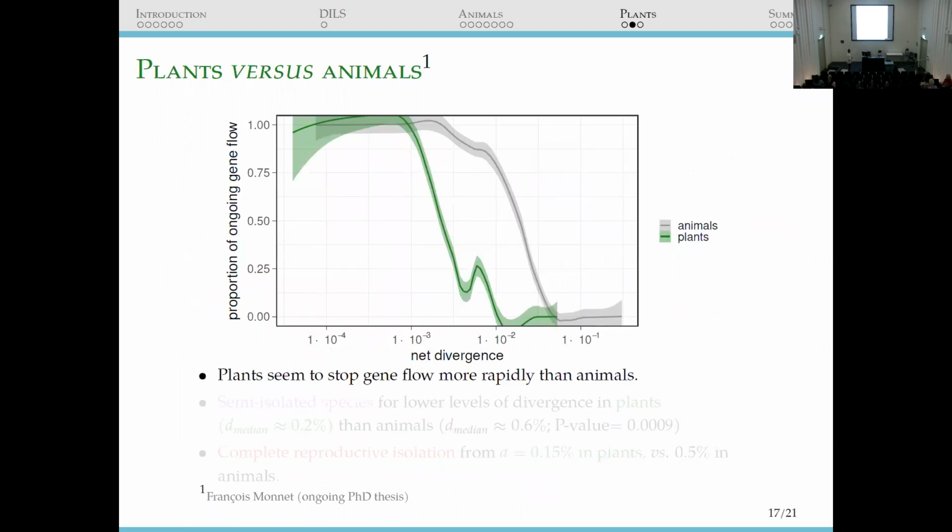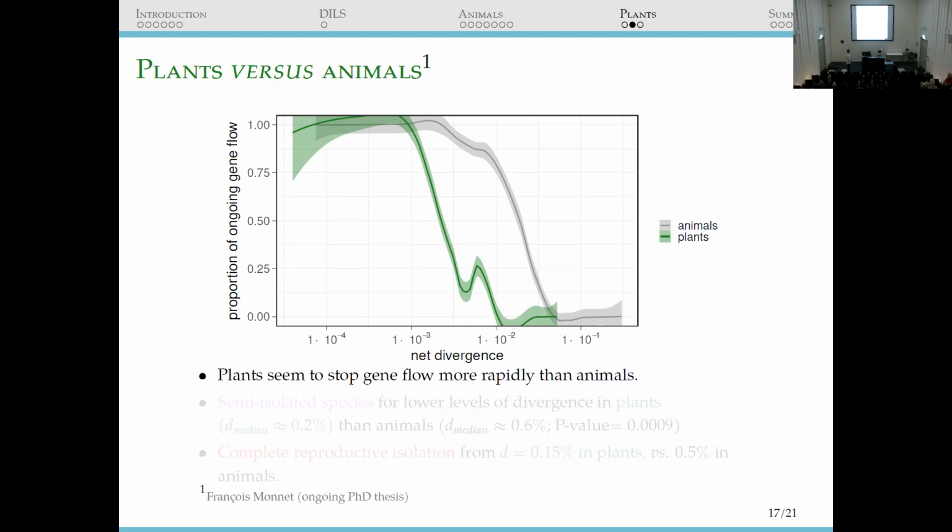And this is what we found. It's the same result as previously. I just removed the relationship between divergence and gene flow, because in plants we had too many points to visualize. But in green you have the relationship between divergence and the proportion of pairs supported by gene flow. So here basically all pairs are supported by gene flow, and here we didn't find any pair supported by gene flow. In gray you can see the animals with this limit at 2%, and in plants quite the opposite of the a priori.